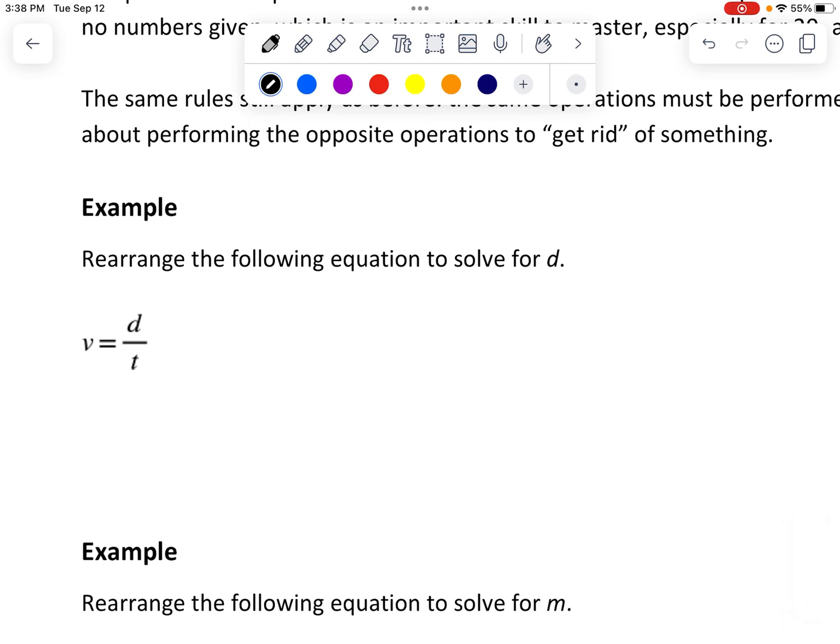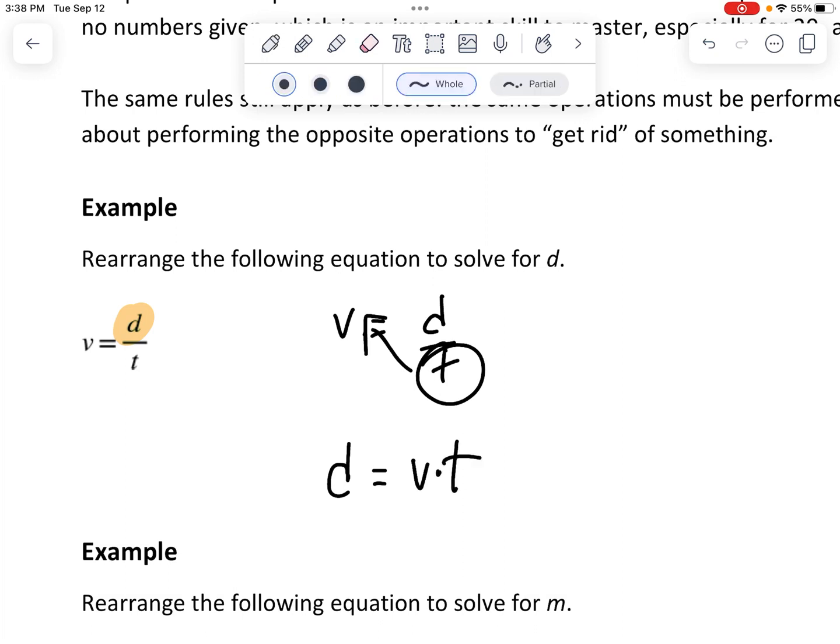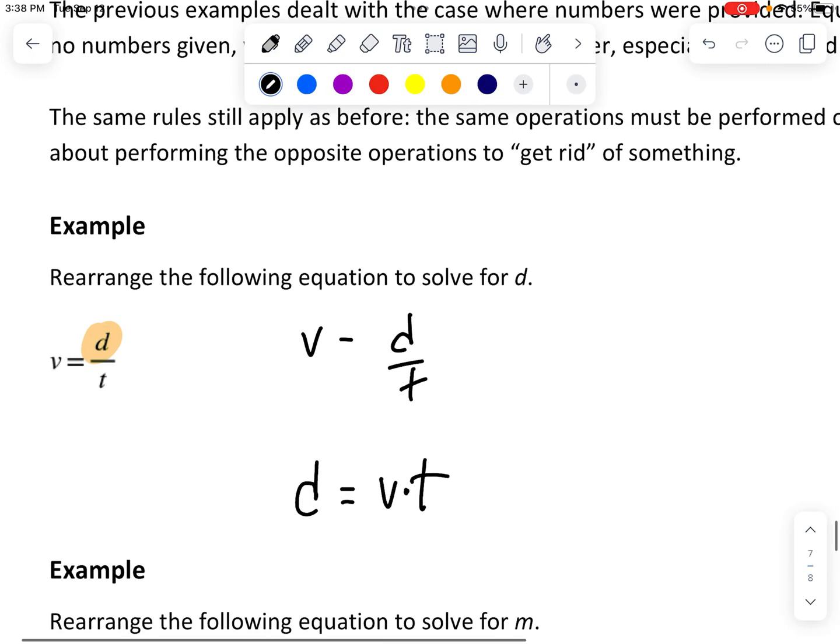This is a physics formula. V equals D over T. If I want to solve for D, it's already in the numerator. So if I have V equals D over T, I just need to take my T and cross the equal sign. So D equals V times T, right? Because I took this T here and I crossed the equal sign, and so it went from the denominator into the numerator. So you can see it went from here and crossed the equal sign.